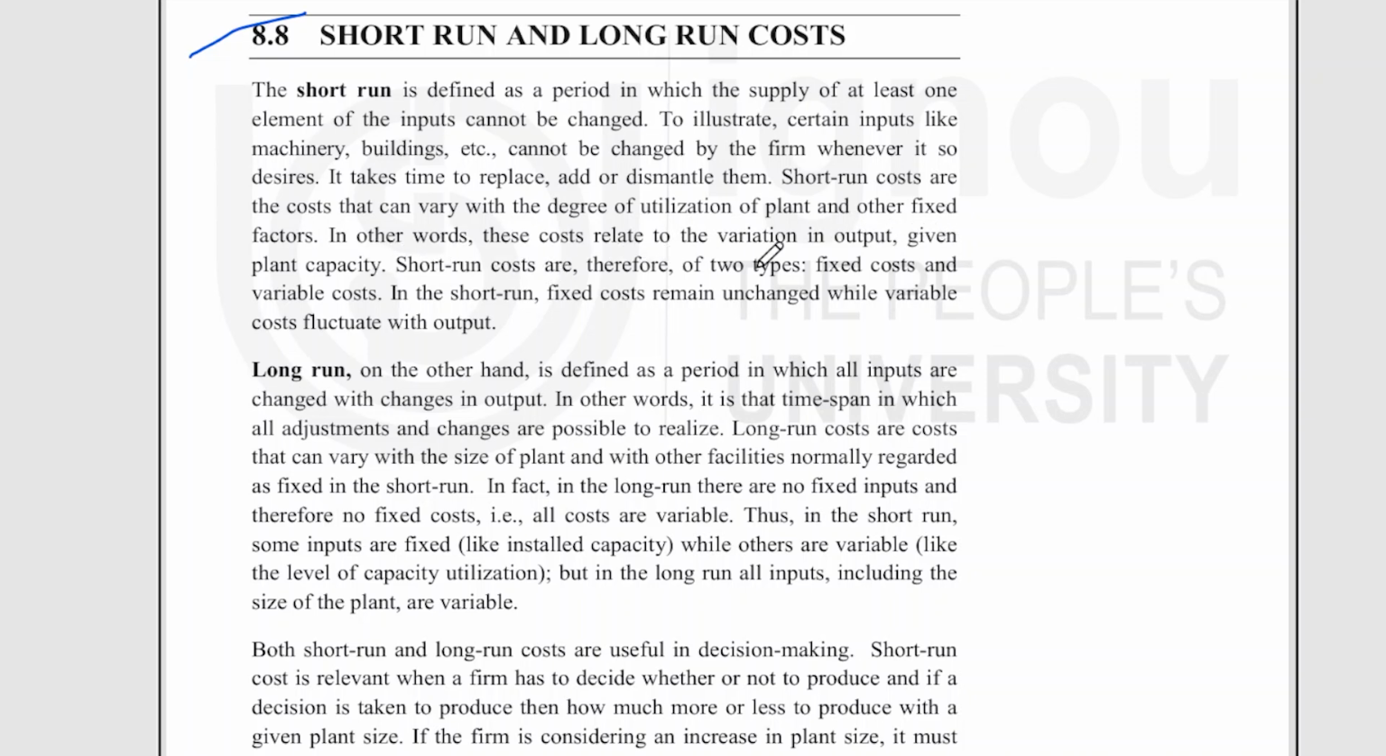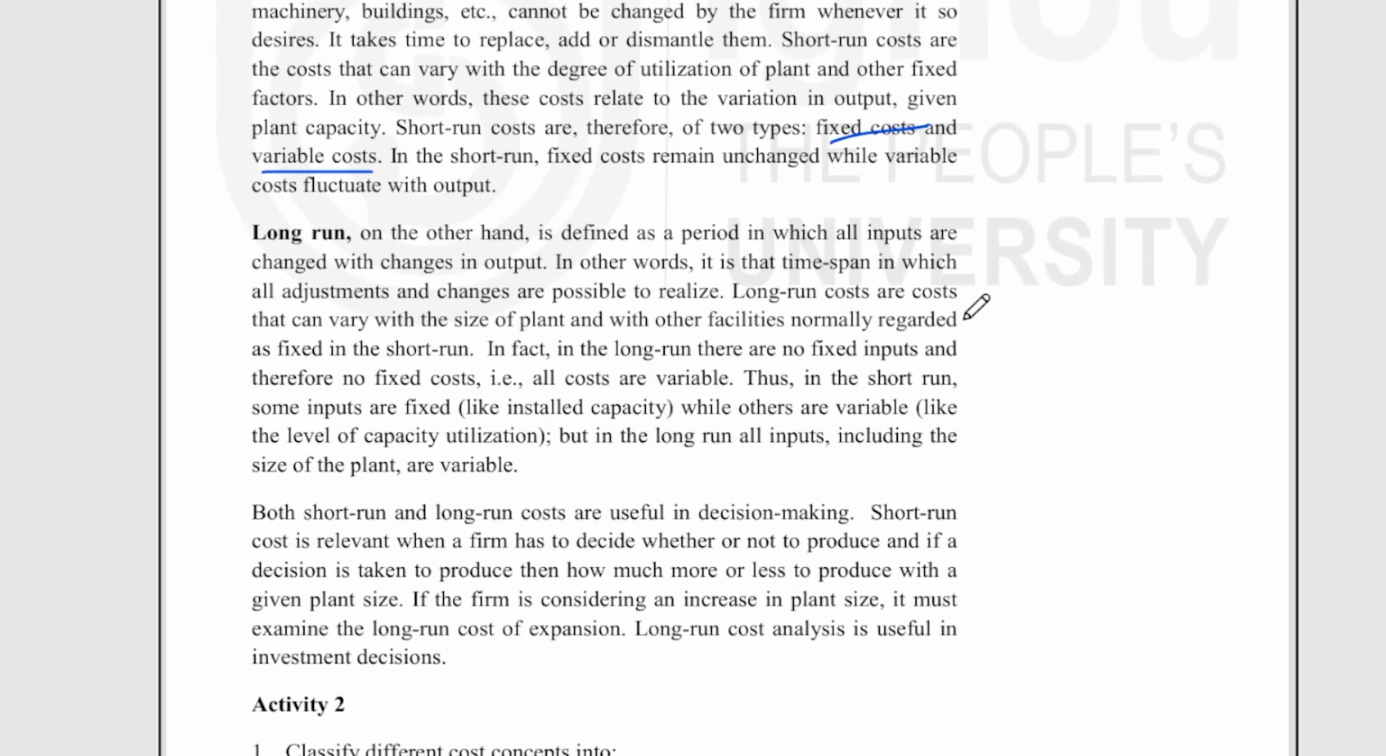Short run costs are therefore of two types. One is fixed cost and one is variable cost. In the short run, the fixed cost remains unchanged while variable cost fluctuates with the output.